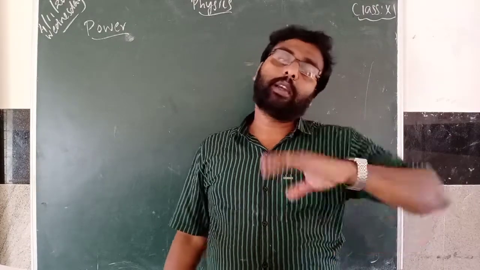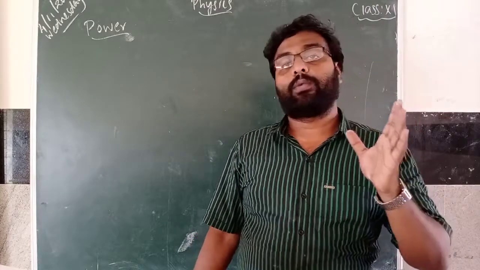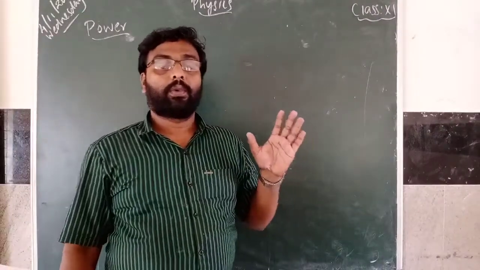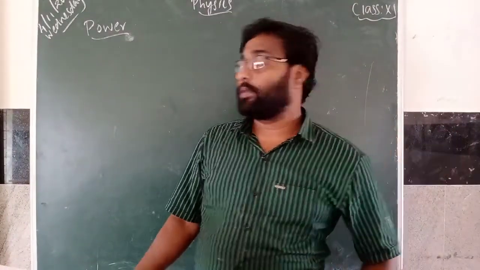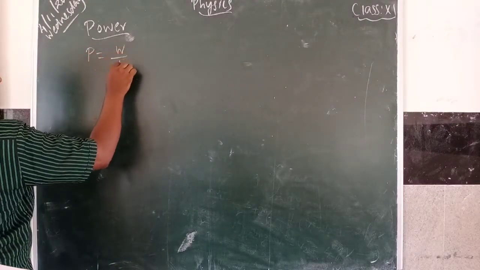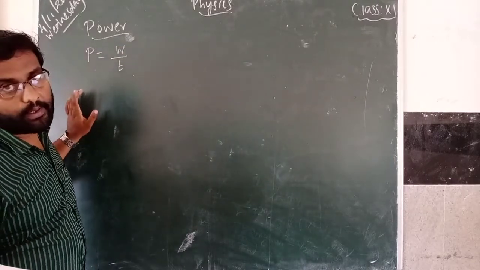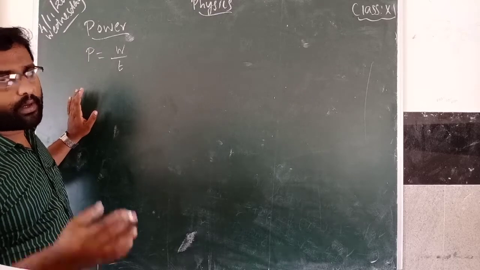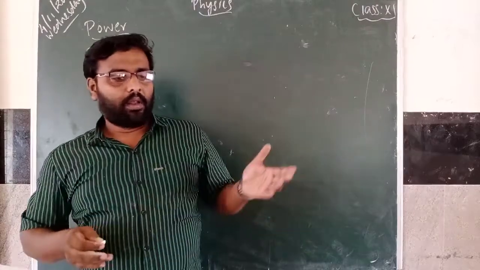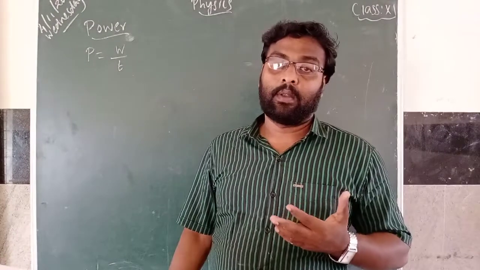Based on this, there is a definition for power. Power is the rate of doing work, or energy transferred. You can use this formula, P is equal to W by t: work done divided by time taken. The same applies to the average power definition. Average power is defined as the ratio of total work done to the time taken.